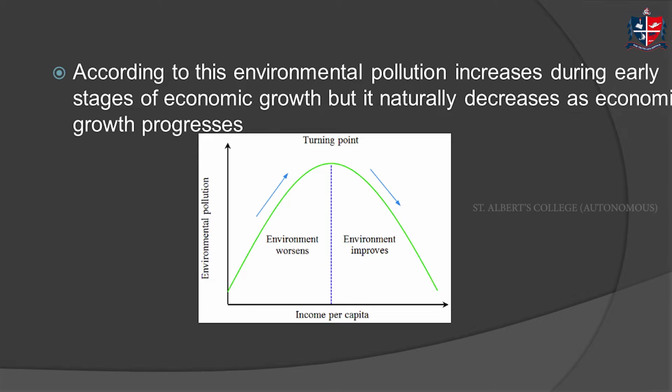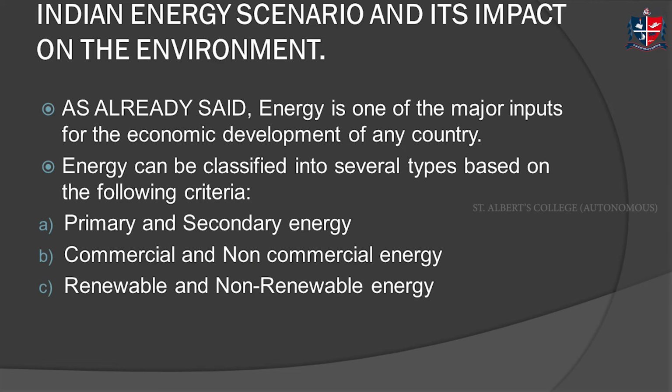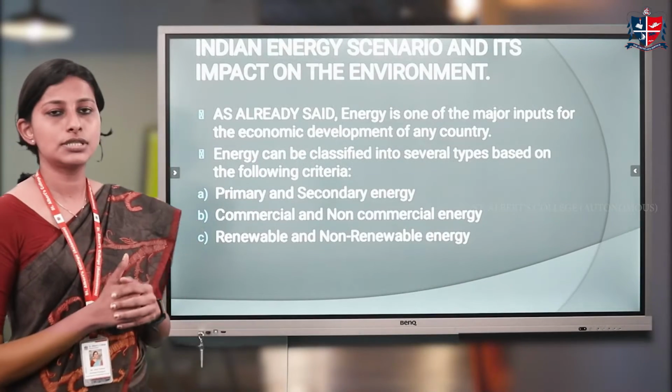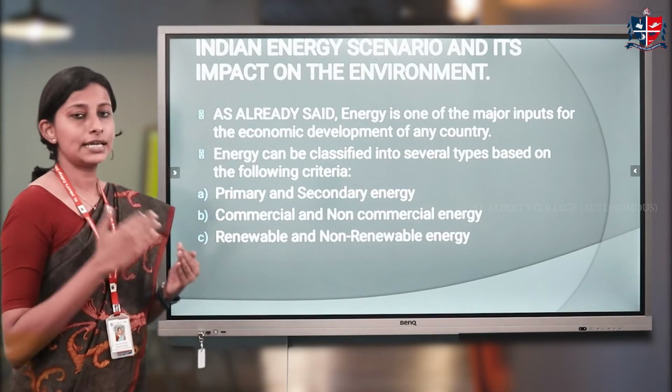I'll just explain once more. According to this curve, during the initial years of development there will definitely be a degradation in the environment. But as the income increases, there will be a turning point. A point will be reached where, even if the income increases, the pollution or worsening of the environment gradually starts decreasing. So there has to be a trade-off, and we have to do more studies on this. Now we are coming to the Indian energy scenario. In the Indian energy scenario, we know that there are many types of classification.